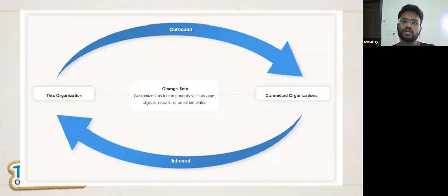So if you have to deploy from one org to another, you will create what? Outbound change set. And if you want to get a change set from another org, that means in the dev box I will create an outbound change set, and in the QA box I will create an inbound change set. Okay, so this is the concept about inbound and outbound change sets.